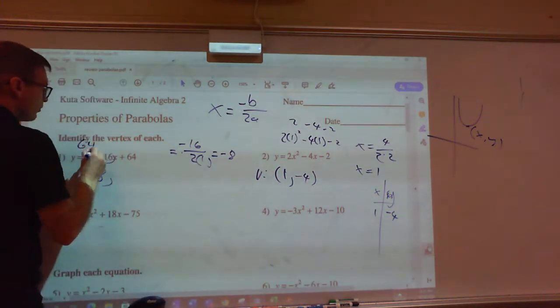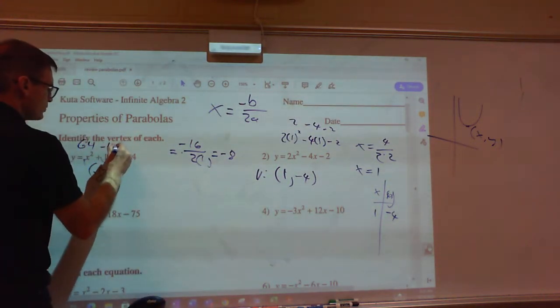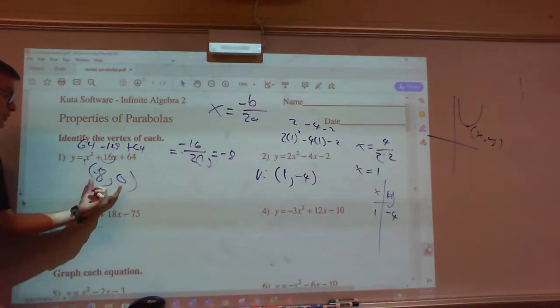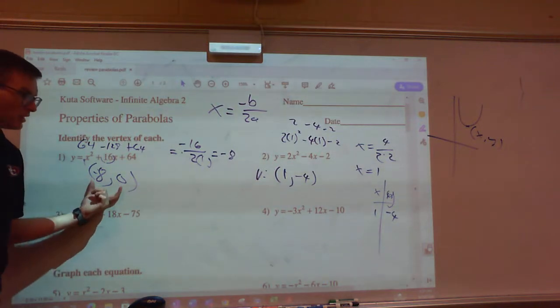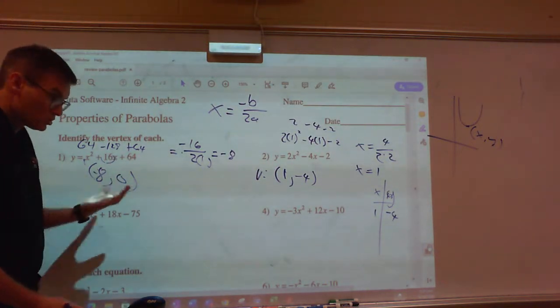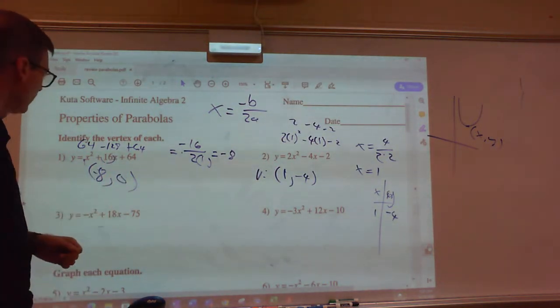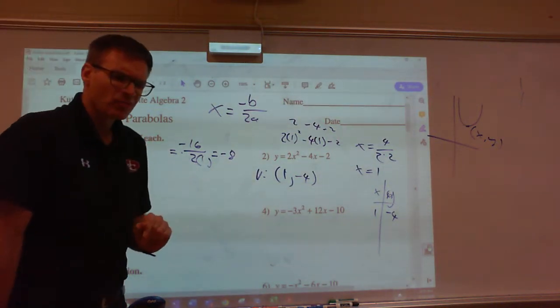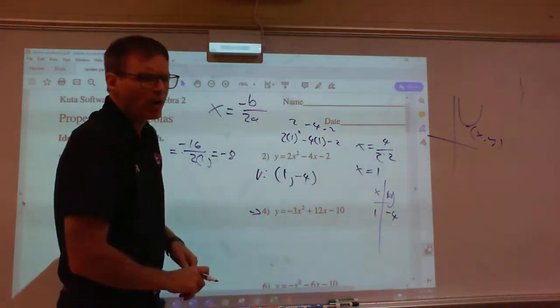So I get 64, minus 128, and plus 64, I end up with 0. So I find out that my vertex is negative 8, 0. All right, seems not too bad. Actually, at the risk of being repetitive, last problem from here, I want everyone to do problem 4.